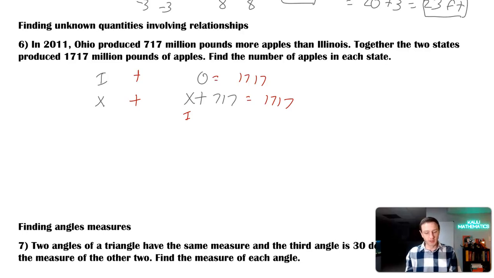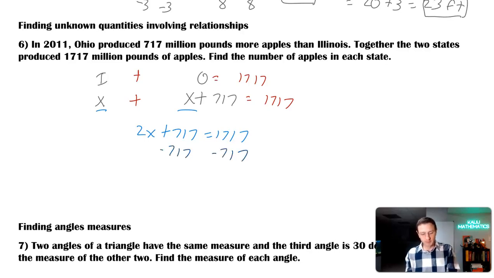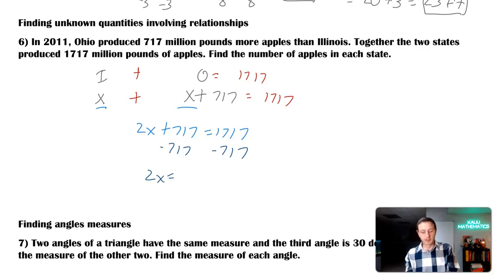And then we just have an equation to solve from here, which is a solving equation exercise. The setup looks complicated, like that looked like a hard problem. But the setup here is just X plus X, which is 2X, plus 717 equals 1717. Minus 717. 2X equals 1717 minus 717 is 1000. Divide by 2, X equals 500.